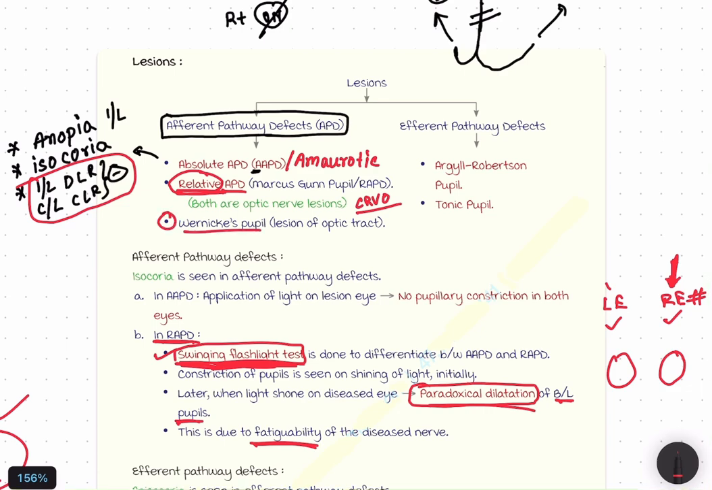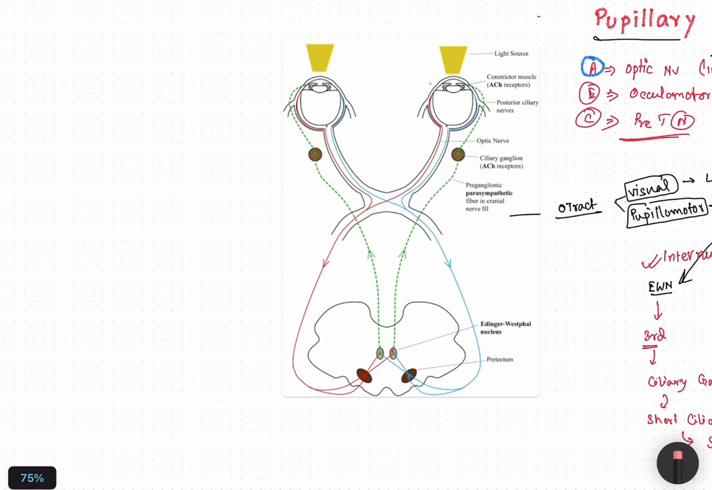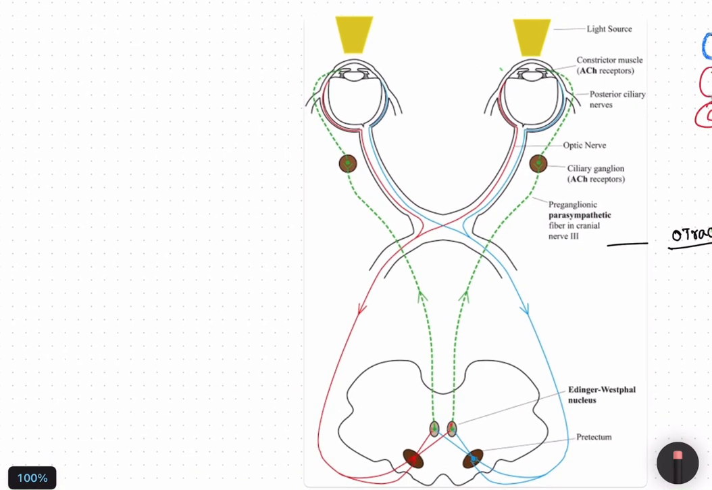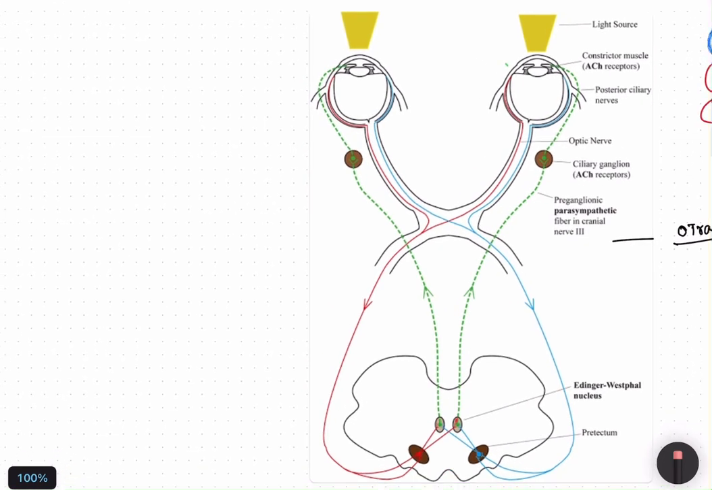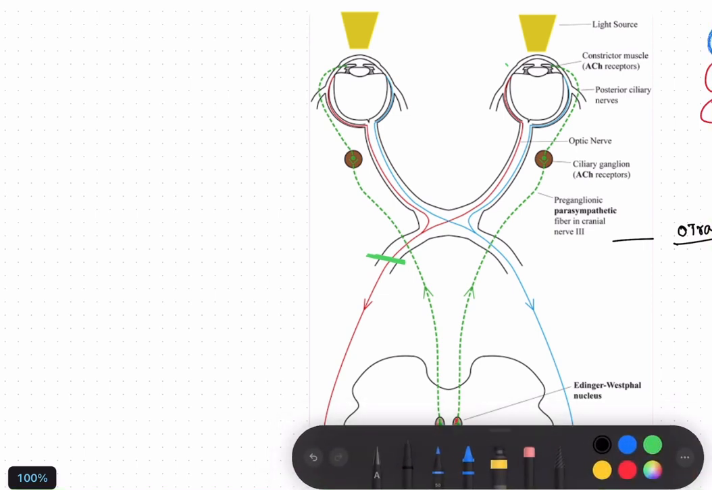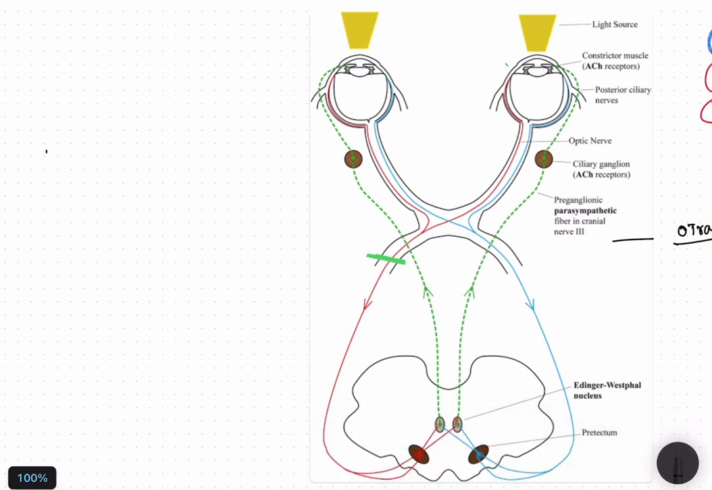What is Wernicke's pupil? It is associated with an optic tract lesion. Now, as I told you, the optic tract has the pupillomotor fibers and visual fibers. So whenever you have an optic tract lesion, what is happening? What is the visual field defect? In an optic tract lesion, there will be contralateral homonymous hemianopia.